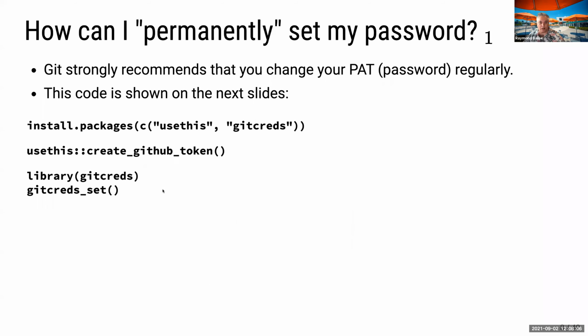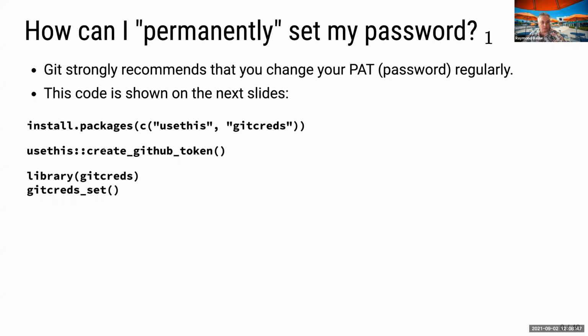So again, Git strongly recommends that you change your password regularly. The secret for doing this easily is you want to run these 4 lines of code. You can paste this into the console and this will load in a couple packages. In the introductory tutorial, I showed you how you can add rum onto your instance of R. This is the same magic as installing rum. So this will install the usethis package and the gitcreds package. You run this one time and these are available till you reinstall R.